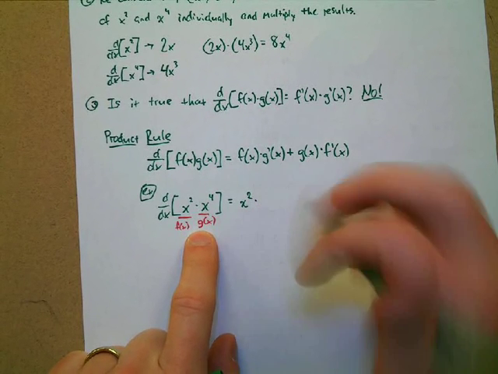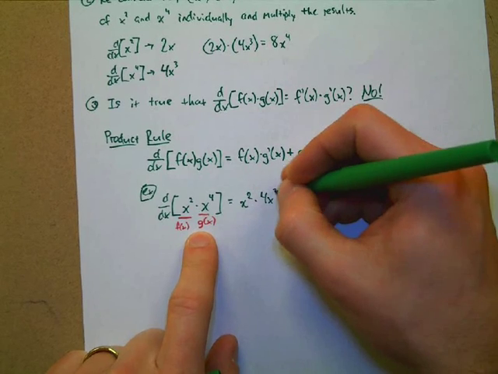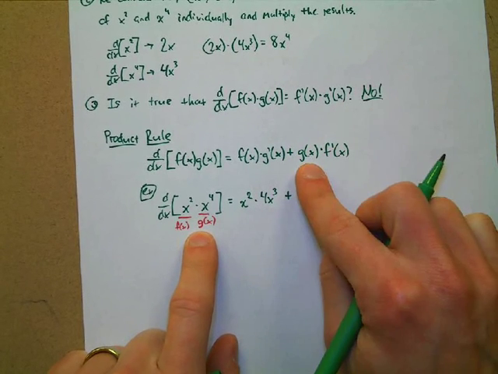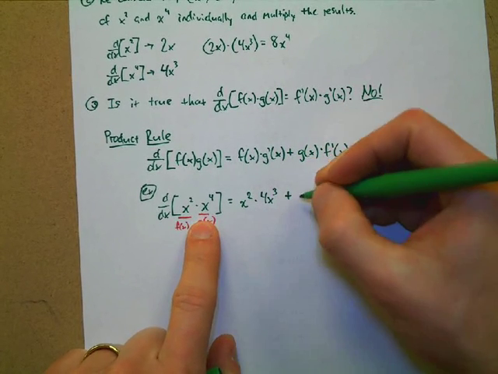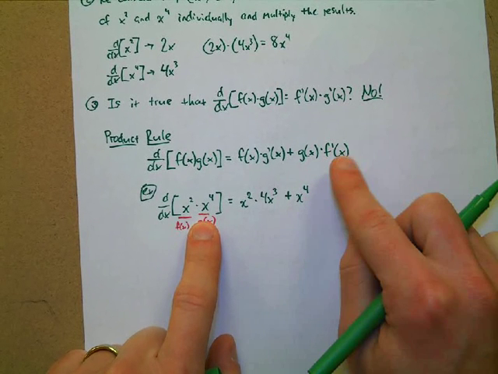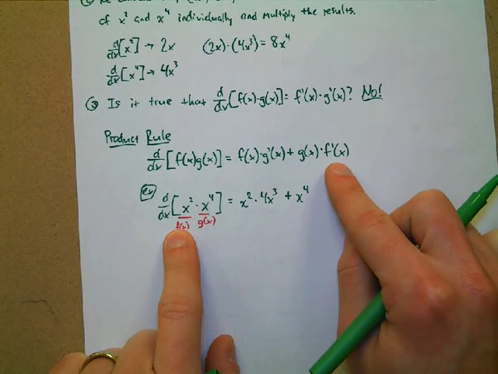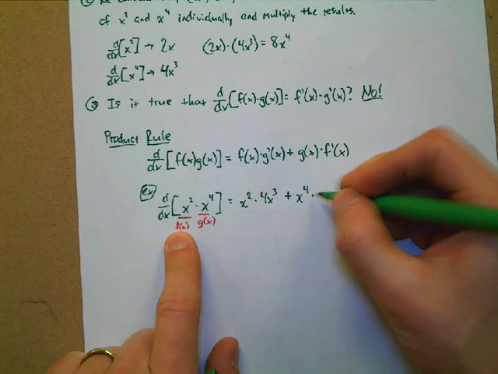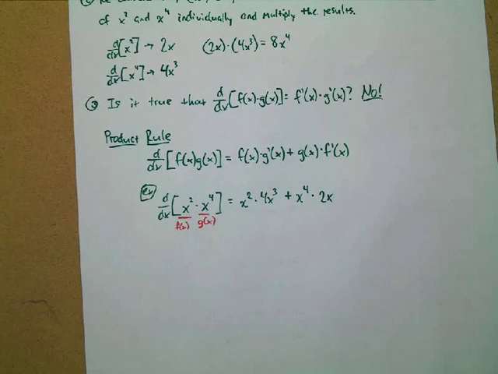All right, so let's simplify this here. x squared times 4x cubed, that's 4x to the fifth. x to the fourth times 2x, 2x to the fifth. 4x to the fifth plus 2x to the fifth, 6x to the fifth, which is the exact same thing we got up there. Okay?